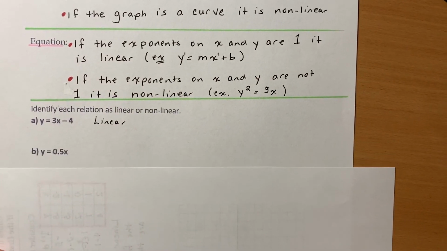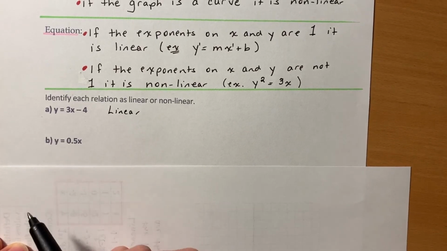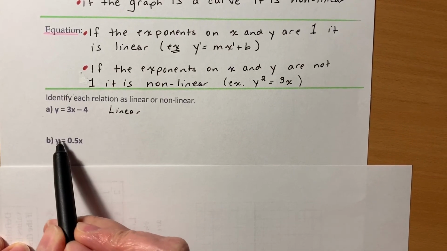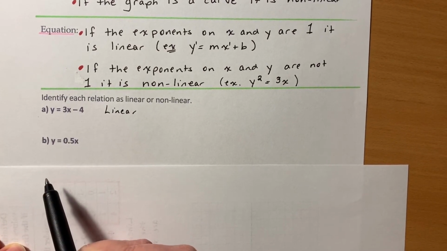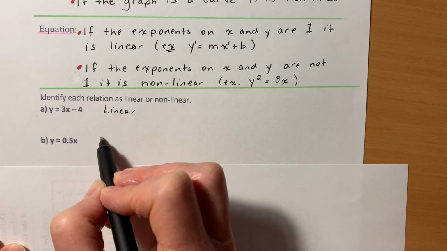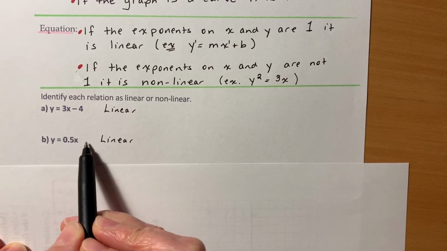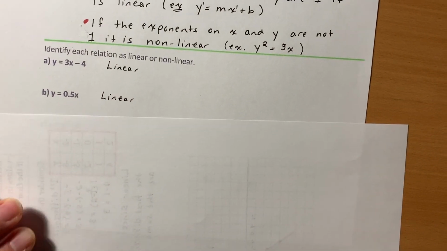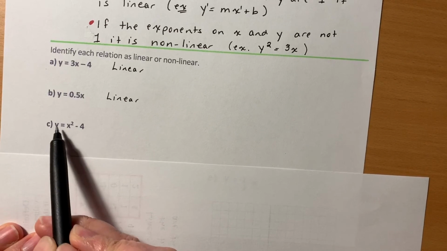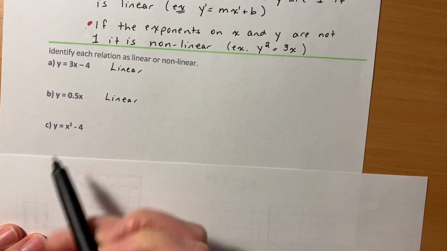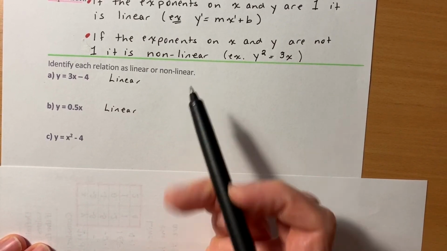Okay, let's look at this one. y equals 0.5x. Again, look at the exponents on x and y. What's the exponent on y? It's a 1. Exponent on x is a 1. It is linear. Not only is it linear, it's a direct variation because my b value is 0. Okay, let's look at the next one. y equals x squared minus 4. Again, I look at the exponents on x and y. The y has an exponent 1. The x has an exponent 2. Because of that, it is nonlinear.